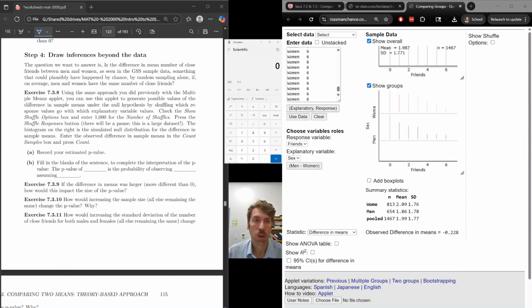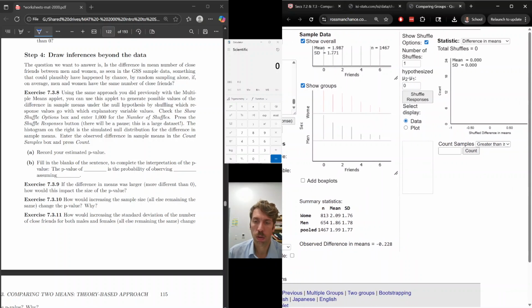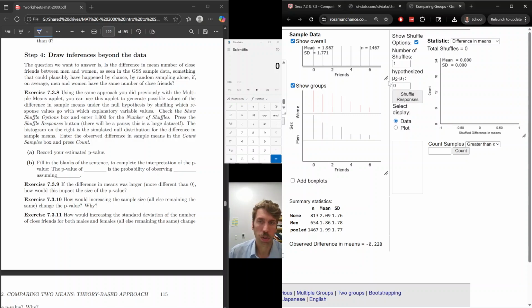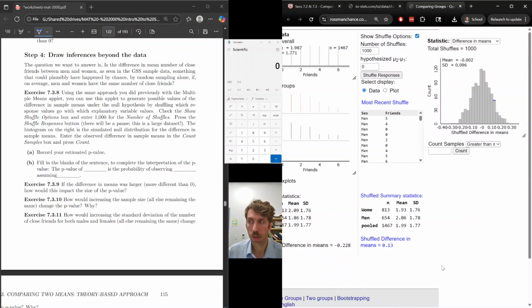Okay, so we need to go to our shuffle options and click there. And I'm going to scoot over. And then we're told to do 1000. And then we're going to shuffle responses. Now it might take some time because it's a big data set, so shuffling it 1,000 times is a lot. And if your browser happens to crash, just reload and do everything again and just make a smaller number than 1,000 to see if you can make it so your browser doesn't crash.